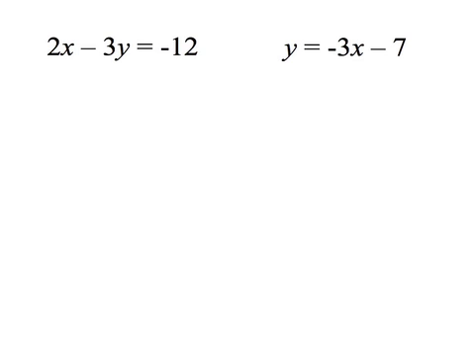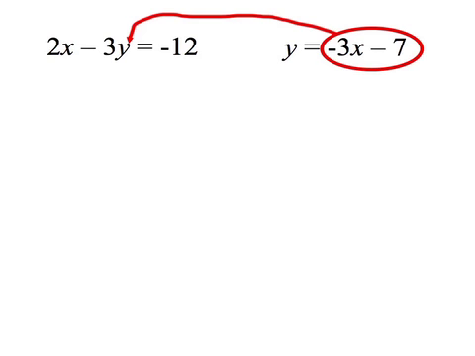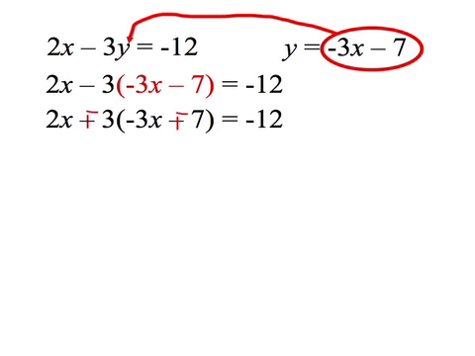Now here's a system. One is in standard form, one is in slope-intercept form. But the one in slope-intercept form also means it's solved for y. So substitution is a good way to go. We take the expression for y in the second equation and substitute it in for y in the first equation, which gives us this. And that leads to this.